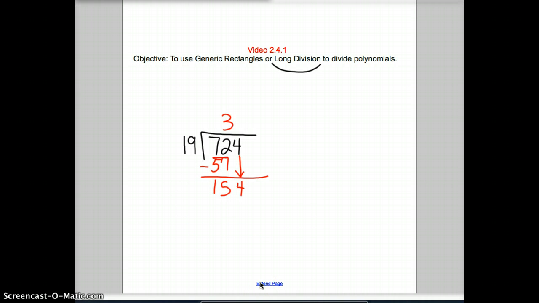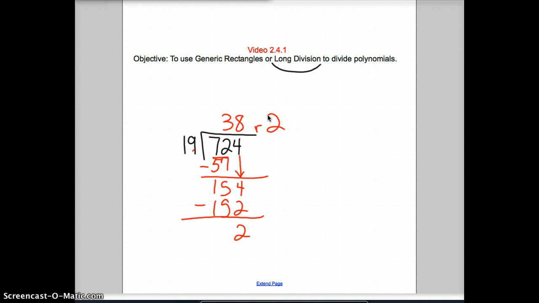I look at, okay, well, how many times does 19 go into 154? And it goes in 8 times, because 8 times 19 is 152. And once again, I subtract off what I have, and I see that there's 2 left over. But 19 doesn't go into 2, so 2 is my remainder. So sometimes when you were young, you used to write R2, remainder 2.